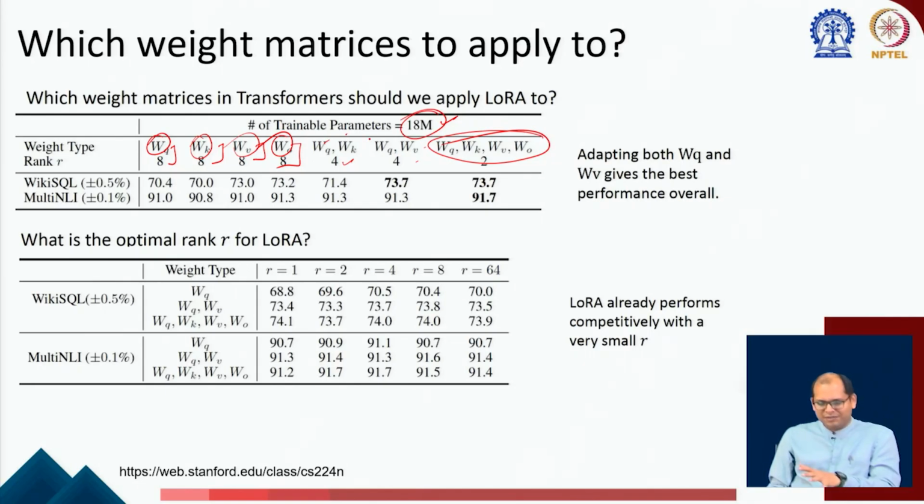But what is shown here, even across these, you see performance is better when you adapt WQ and WV. This is typically working well. And what is the optimal rank R? What is seen is that even with a small enough R, LoRA typically works better. So you don't need a very large rank. Even with a smaller rank, it works better for the kind of tasks they have considered. It may not be generalizable across all tasks, but at least for certain tasks like NLI and classification, LoRA with a small rank works well.